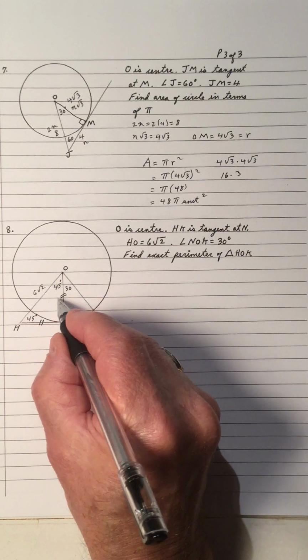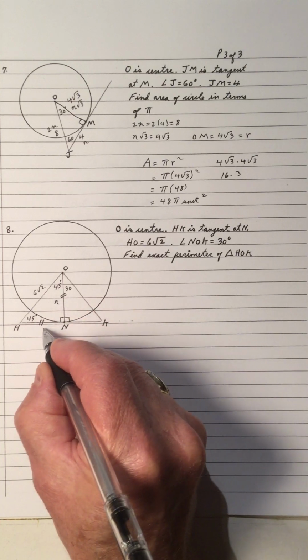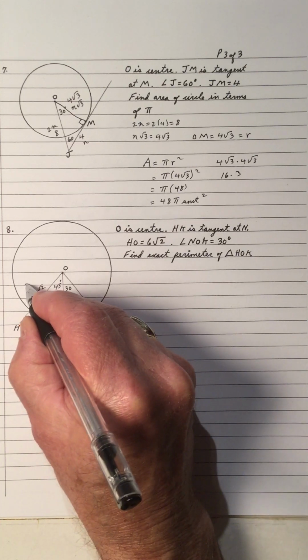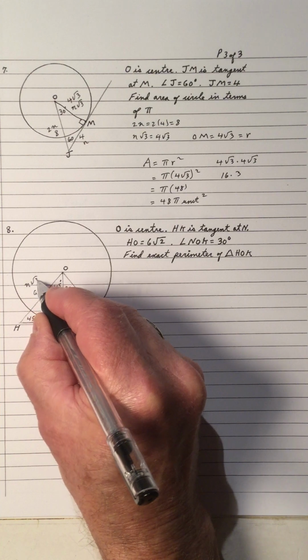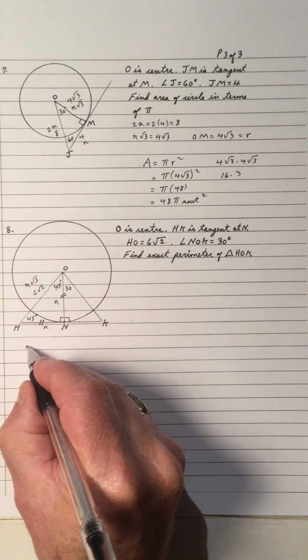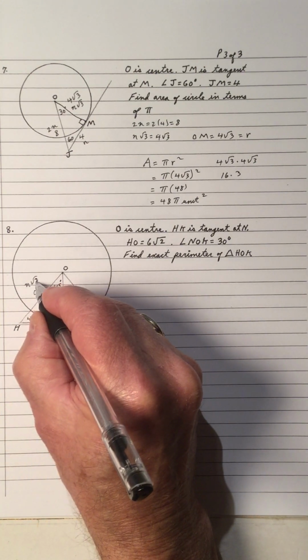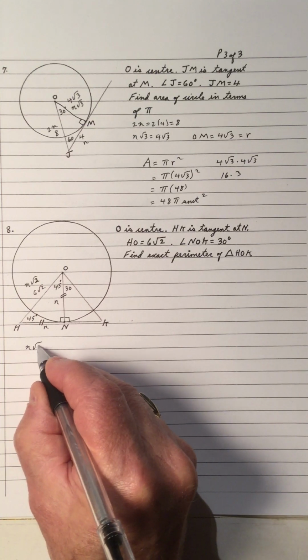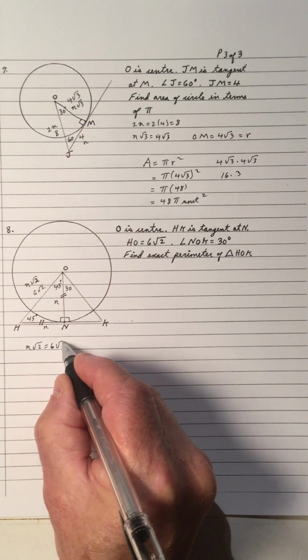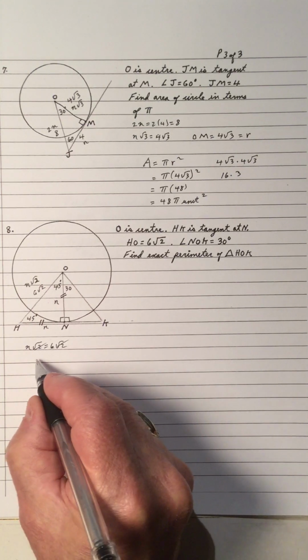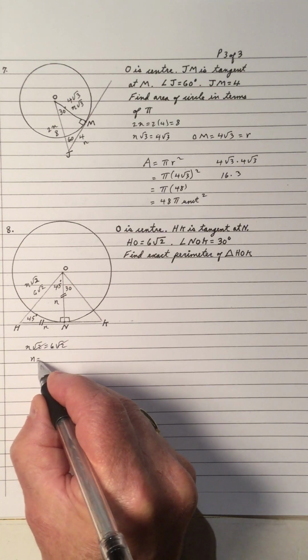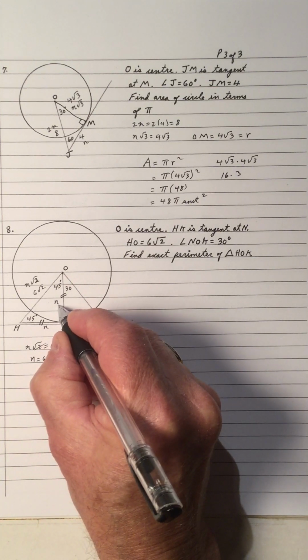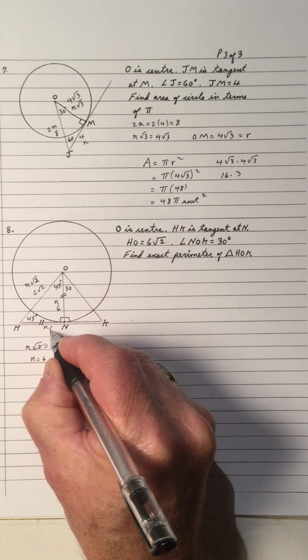This makes a special right triangle. So this side is n, and this side is n. This side is n root 2. So n root 2 is equal to 6 root 2. Cancel out the root 2's, so n is equal to 6. So that means this side is 6, and this side is 6.